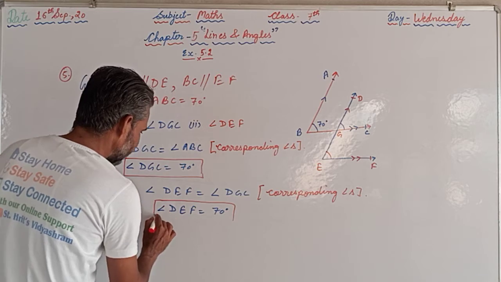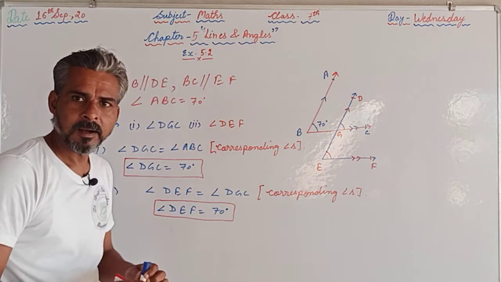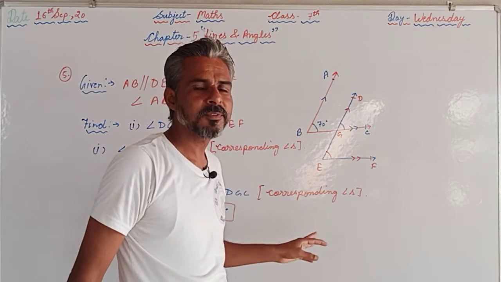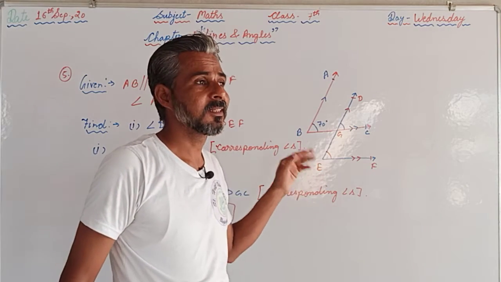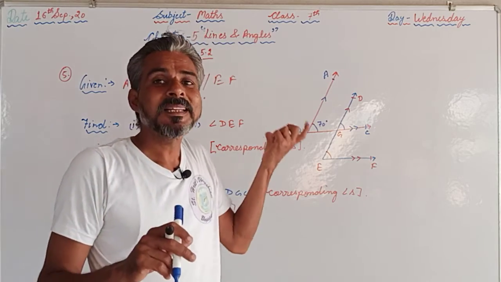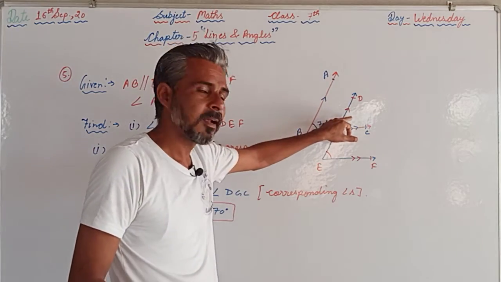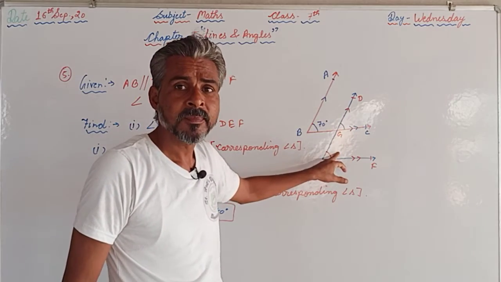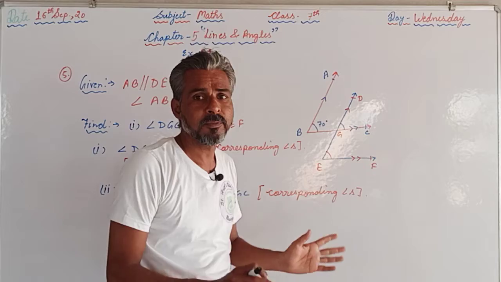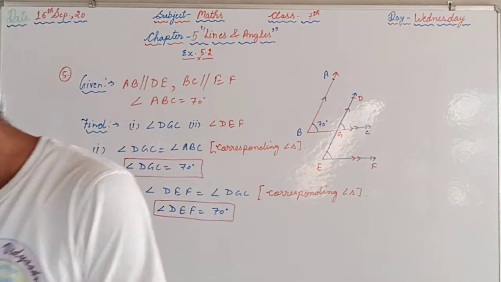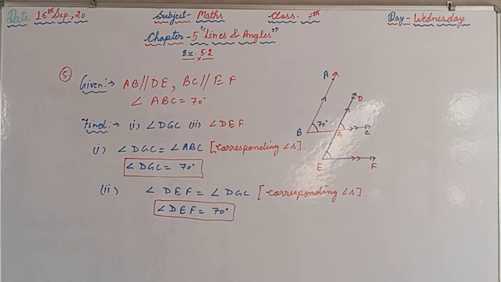So both of the angles are of the same measurement, or we can say all these three angles are of the same measurement, because all these three angles are corresponding angles in pair. This angle and this angle are corresponding angles. At the same time this angle and this angle are corresponding angles. Hence the measurement of all these three angles will be 70 degree each. So like this we are supposed to proceed.